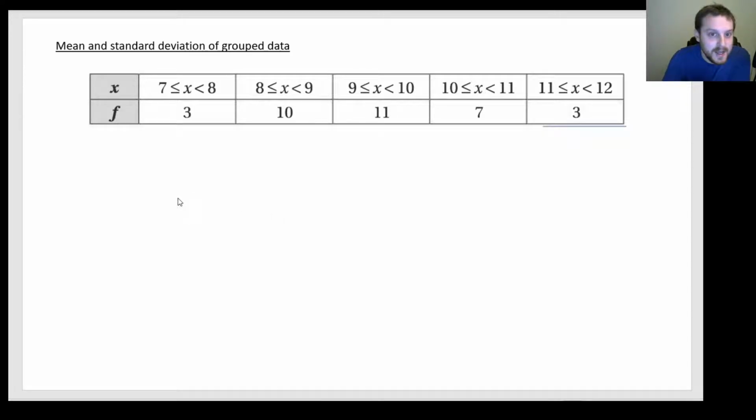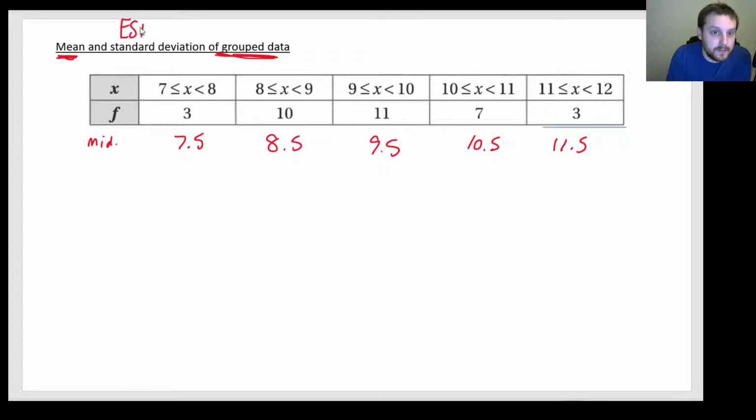Hopefully you remember, so this is mean and standard deviation of grouped data. So mean of grouped data, that's GCSE. You would find the midpoint, which I guess for here would be 7.5, for here would be 8.5, for here would be 9.5. This is not a very good example, but you get the idea. You just go to the midpoint. And of course, these are actually estimates, aren't they? And what you then do is you do 3 times 7.5, so you do the midpoint times the frequency.